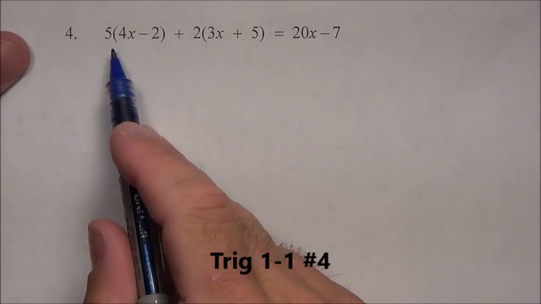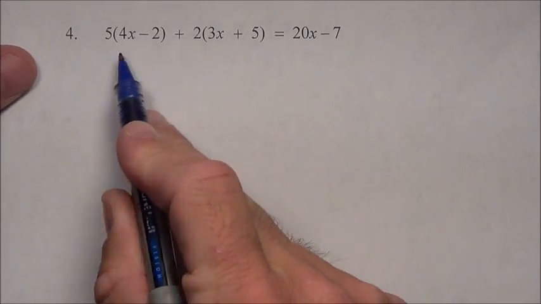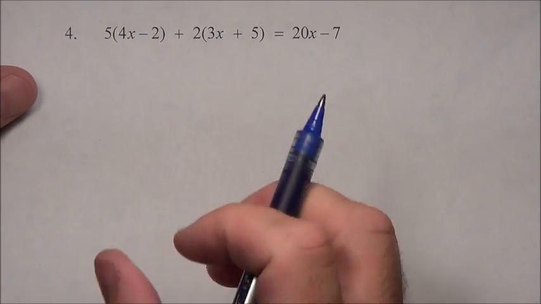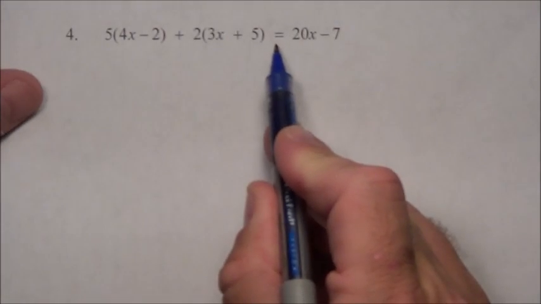Here's problem 4. We have all this stuff on the left side of the equal sign and just that on the right. So I want to go ahead and distribute through and then clean up, put my x's with my x's, numbers with my numbers before I start moving anybody across that equal sign.